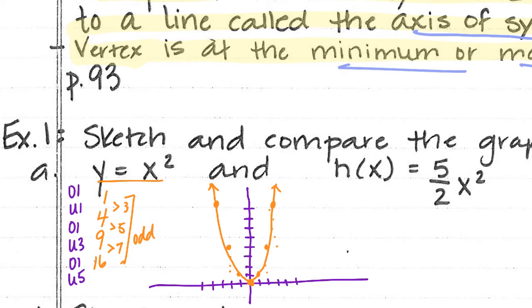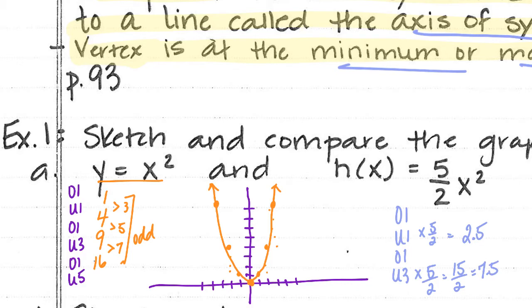All right, now they're telling us to graph h of x is equal to all of this times 5 halves. Well, instead of going over 1, up 1, I'm going over 1, up 1 times 5 halves. Well, that's 2.5. And then instead of going over 1, up 3, I'm going 3 times 5 halves, which is, well, that's 15 over 2, which is 7.5.